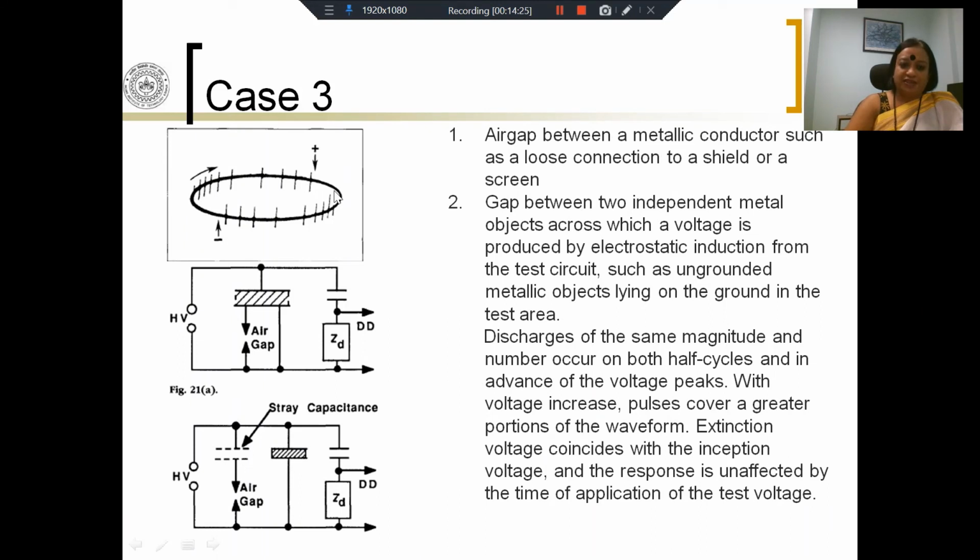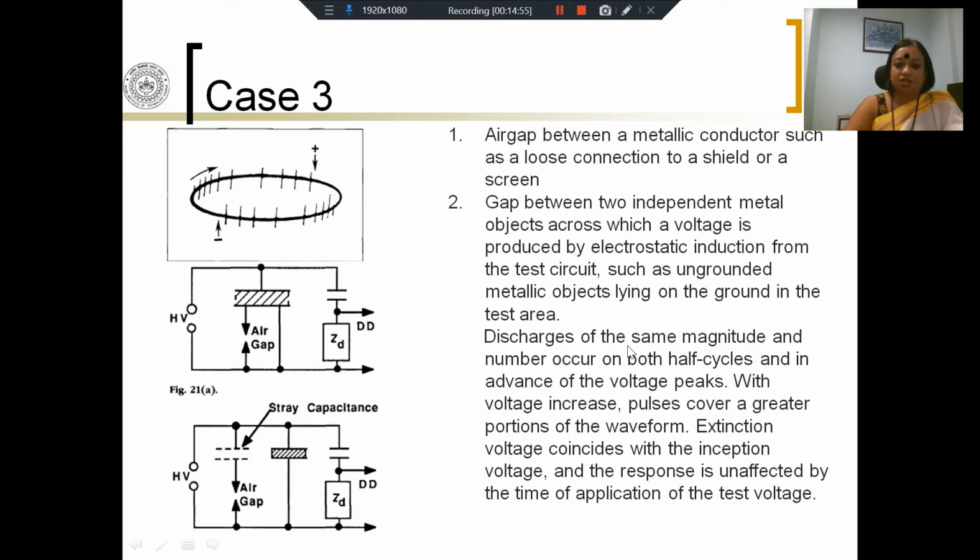Then you have case 3, where you have an air gap between a metallic conductor, such as a loose connection to a shield or a screen. This is what you have. Or you might have a gap between two independent metal objects across which a voltage is produced by electrostatic induction from the test circuit, such as ungrounded metallic objects where potentials are induced and they're not earthed, so there will be a potential difference, and that potential difference might be high enough to cause breakdown. If that is the situation, then this is the phi QN pattern that you will be seeing.